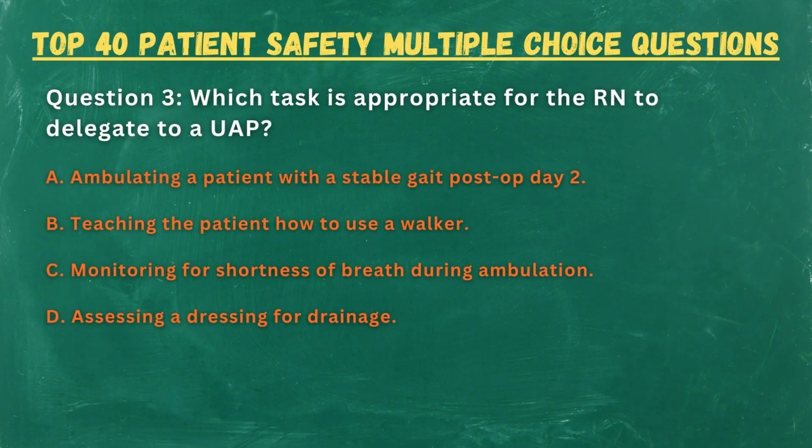Question 3. Which task is appropriate for the RN to delegate to a UAP? A. Ambulating a patient with a stable gait post-op day 2. B. Teaching the patient how to use a walker. C. Monitoring for shortness of breath during ambulation. D. Assessing a dressing for drainage.